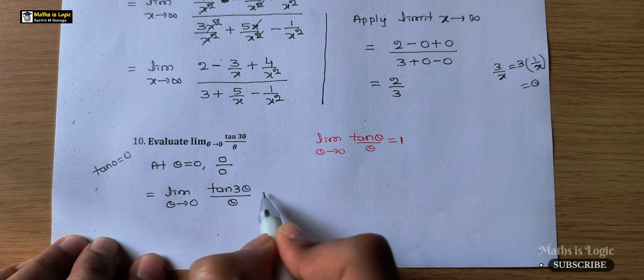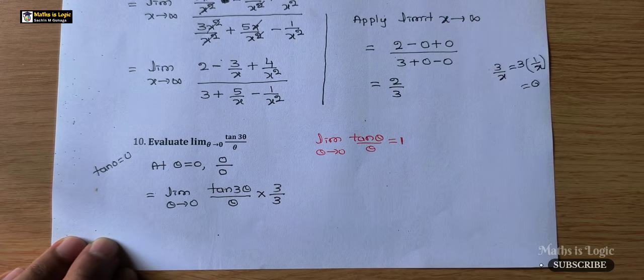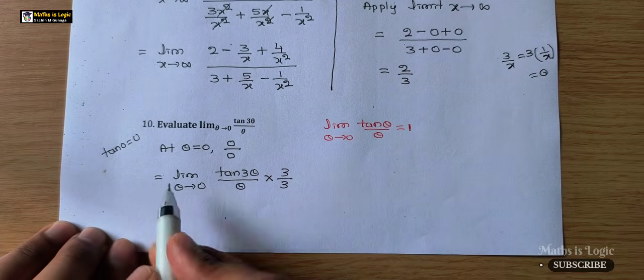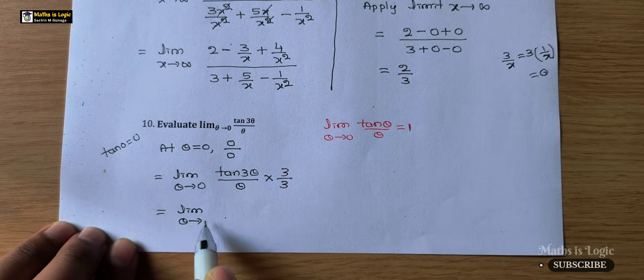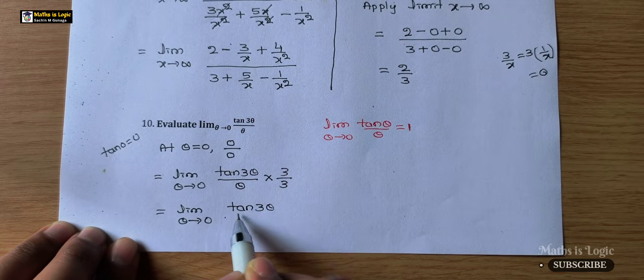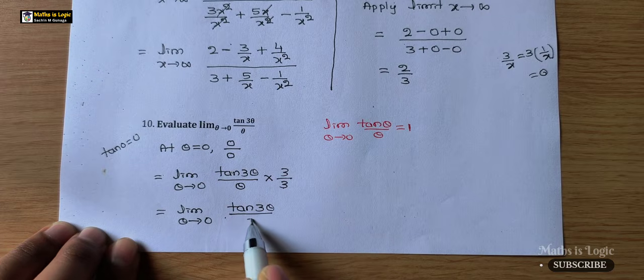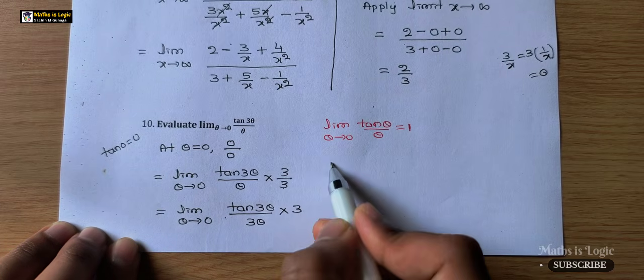So to get this 3, what do we need to do? Multiply the numerator and denominator by 3. Which equals the limit as theta approaches 0 of tan 3 theta divided by 3 into theta, which is 3 theta, into the remaining number 3.